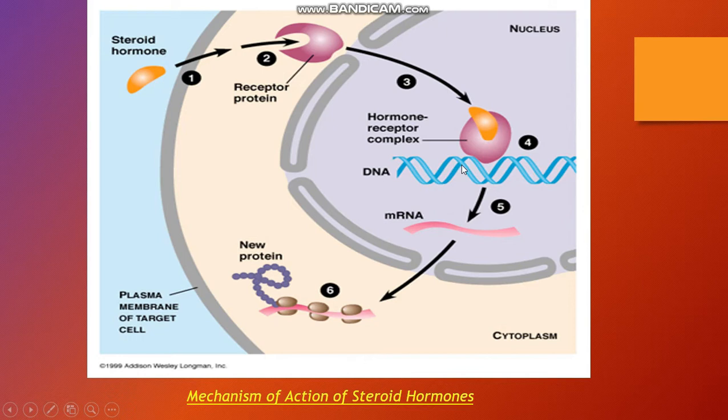These steroid hormones, I am telling you how they cause their effects, biological effects, metabolic effects. The steroid hormone comes, this is the receptor, key lock position, then it comes here and attaches to the hormone receptor complex on the DNA. And now as a result of that, messenger RNA is formed, they go into the cytoplasm, then plasma membrane, and they cause the various protein formation.